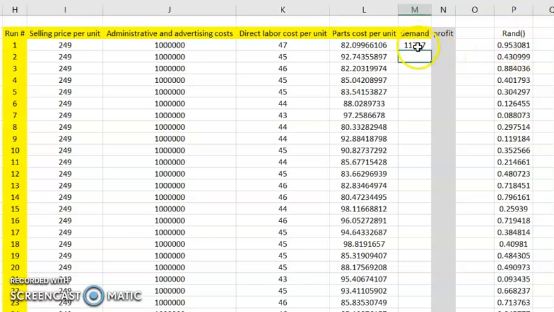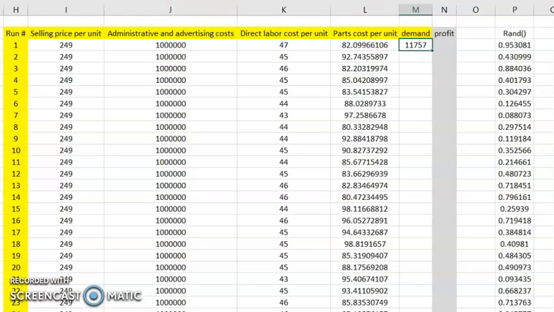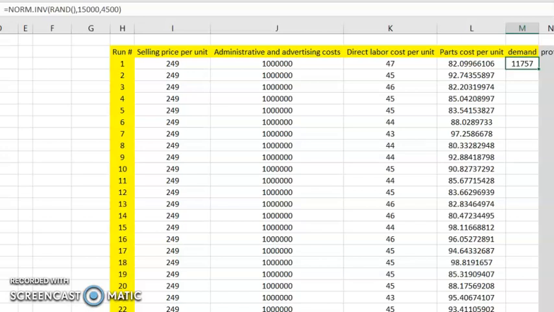Here we got the first simulation, and if I show you the formula, you can see also the formula here. Norm.inverse rand, because I'm not freezing it for the reason that I told you, and after that here we have the mean, average, and standard deviation. Now to populate it, you just need to drag it down.